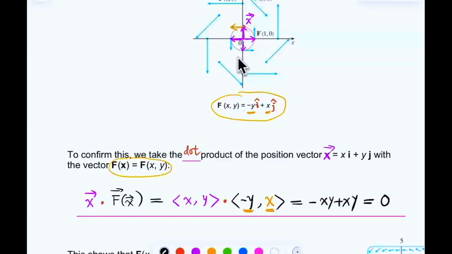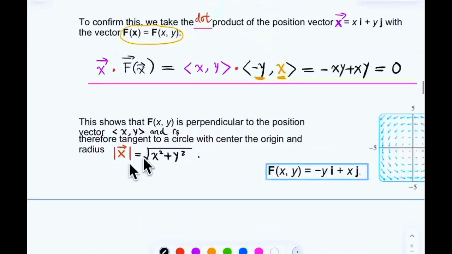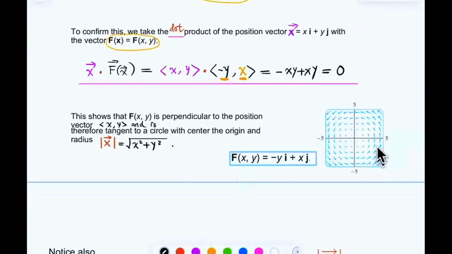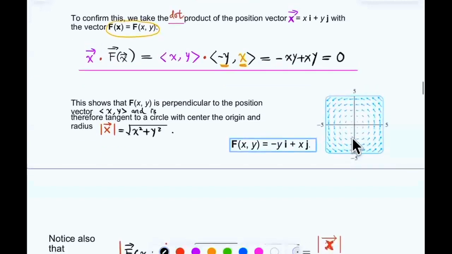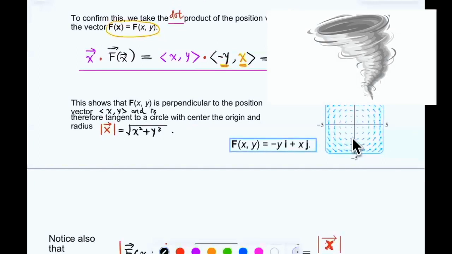The radius for the circle will be the magnitude of this position vector, which is the square root of x squared plus y squared. So here, actually, we get more vectors. If you draw more, we get a better picture of the vector field. Each vector is going to be tangent to a circle with center at the origin. It looks like a tornado. Yeah, tornado.